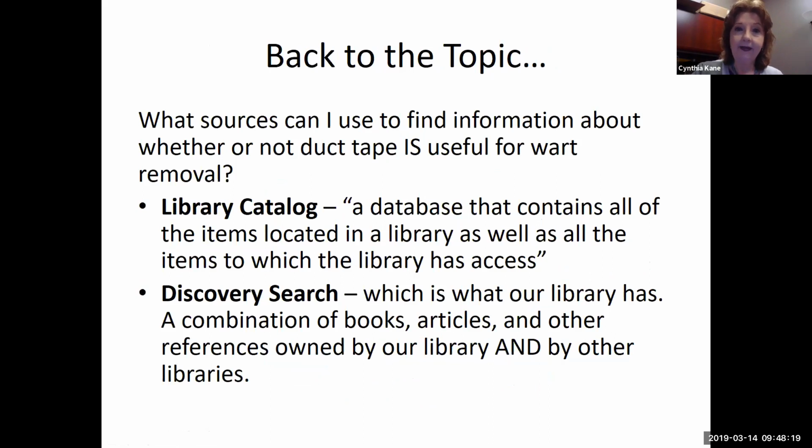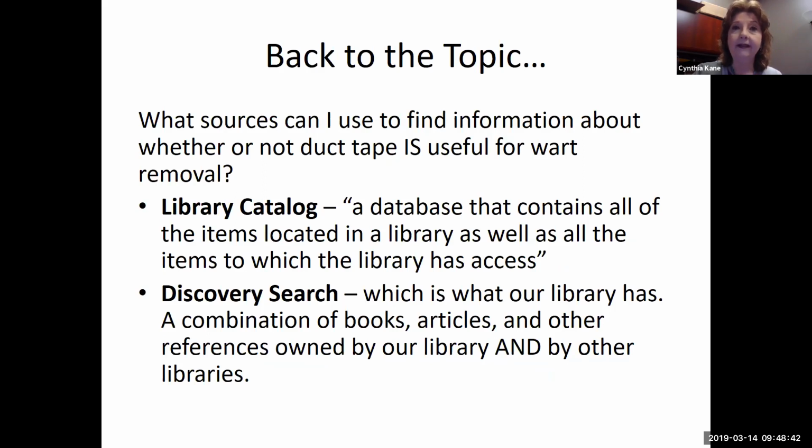If you're affiliated with a library, such as Emporia State University, you can use a library catalog. A catalog can be considered a database that contains all of the items located in a library, as well as all of the items to which the library has access. So I could find books, perhaps I could find access to journal articles.